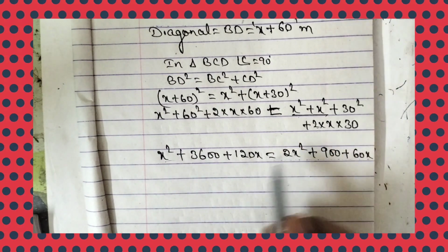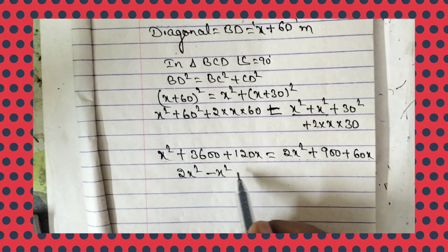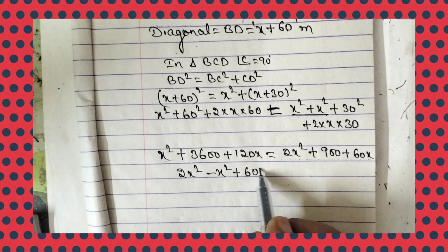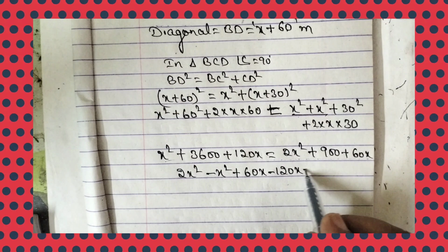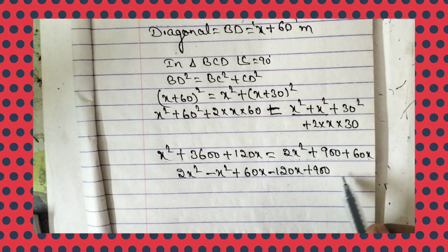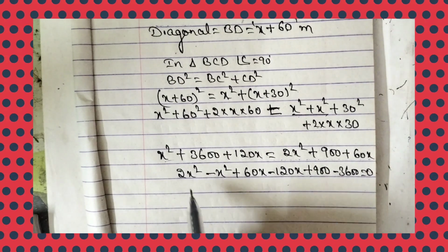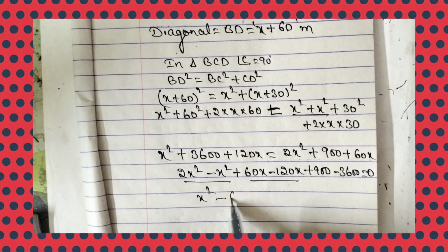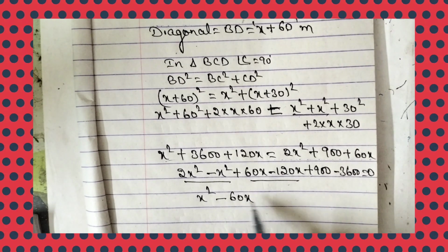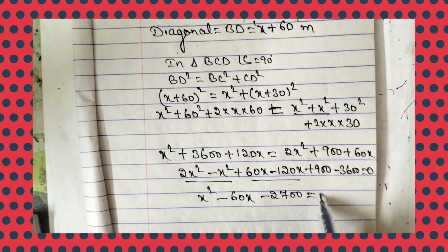Now shift everything to this side. So 2x square shifted, plus x square becomes minus x square, plus 60x. You shift plus 120x, it becomes minus 120x, plus 900. You shift plus 3600, it becomes minus 3600, is equal to 0. So 2x square minus x square is x square. 60x minus 120x is minus 60x. 900 minus 3600 is minus 2700, which is equal to 0.